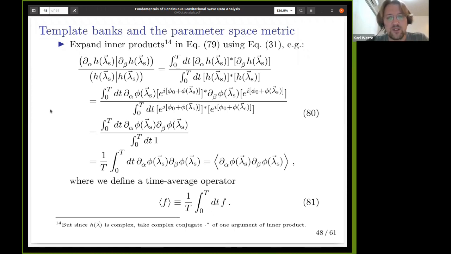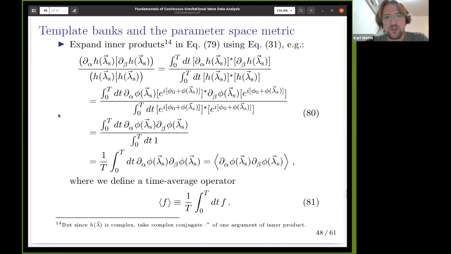You can use the continuous version here, so we're going to write them as integrals on the first line of equation 80. And if you remember, the h here is just an exponential, e to the i phi of t, phi of lambda, sorry. So when you differentiate that with respect to lambda, you get a derivative of phi with respect to alpha, and then a derivative of phi with respect to beta, which come out of the exponentials. Otherwise, they stay the same.